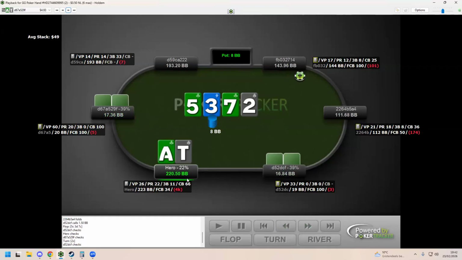Once the flop checks through and the out of position player checks, I'm betting probably pot here, or maybe even putting them all in at that point. And if they've got it, they've got it. Good for them. They're getting a double up. That's not going to be too painful for me.